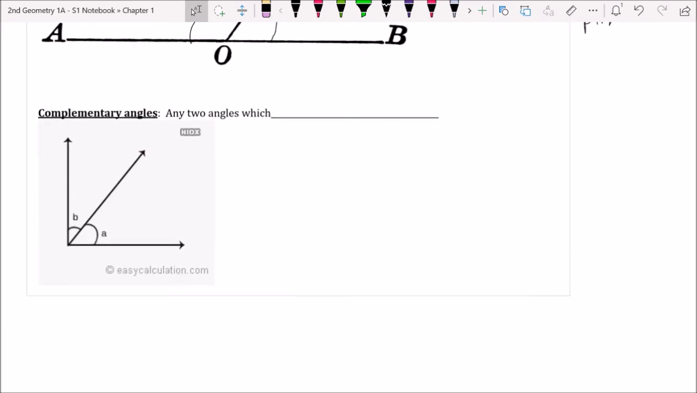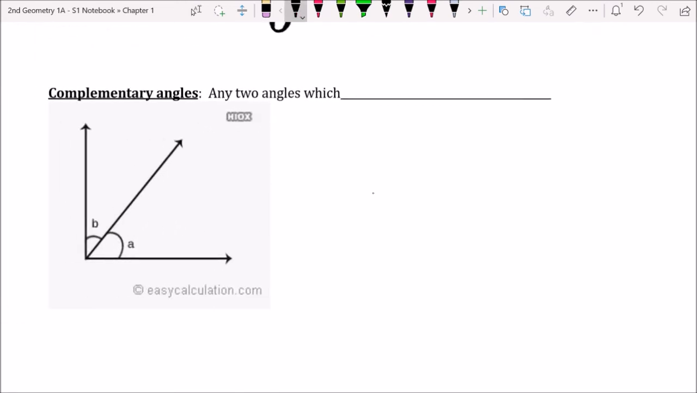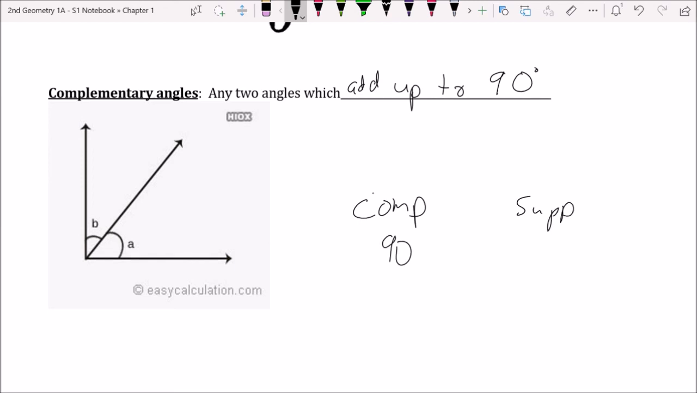All right. Another piece of vocab, we have another one called complementary. I bet you could make an educated guess based on the picture. We have two angles here, A and B, and these two angles, what would they add up to? Complementary means that it's two angles which add up to 90 degrees. Now, when I was taking geometry, I would always confuse supplementary and complementary. So let me give you just a really quick way to remember, okay? So complementary is 90, supplementary is 180.